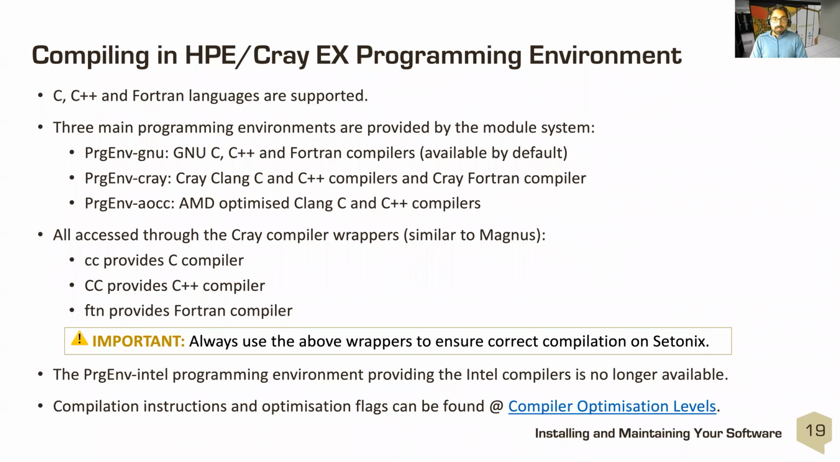So, compiling in the HPE programming environment. The C, C++, and Fortran languages are supported, those are the ones that are very much supported. The three main programming environments are GNU, Cray, and AOCC. The one that's available by default is GNU. And then we have the Cray compilers and the AMD optimized compilers. They're all accessed through the Cray wrapper compilers, which are very similar to Magnus. So for users of Magnus that were building software with cc, lowercase cc, uppercase CC, and ftn, that still remains the same. That's how you access the underlying compiler that could be GNU, Cray, or AMD. Always use the wrappers to ensure correct compilation on Setonix.